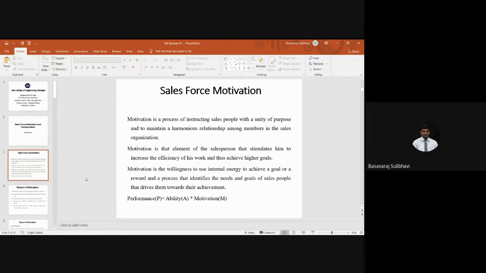Also, the major reason this process is taken into consideration by any higher authority in the sales department is to instruct salespeople to work as a unit for the same purpose given by top management. Here what happens is, every salesperson will have their own objectives.